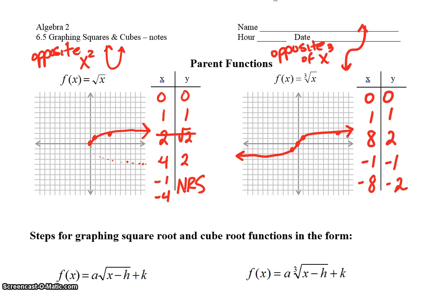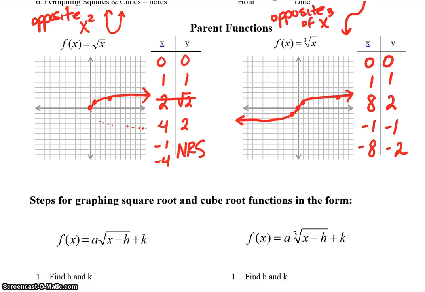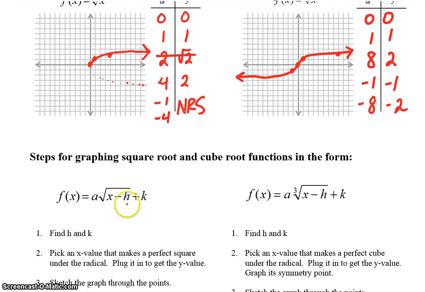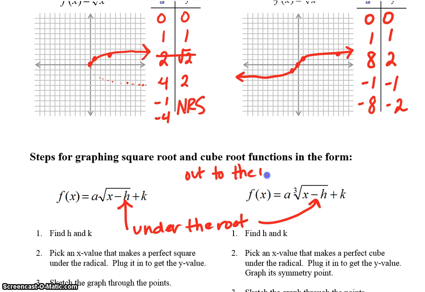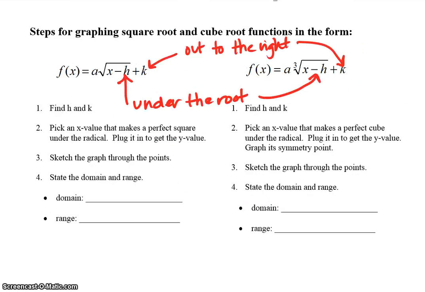Okay, so what we're going to do now is add in some a's, some h's, and k's like we did in other graphs so far. And you'll notice that h is always under the root. H is under the root. And then where is K? K is out to the right. They haven't moved from other times we have used them this year. So H is always with the X, wherever that is, and the K is out by itself.